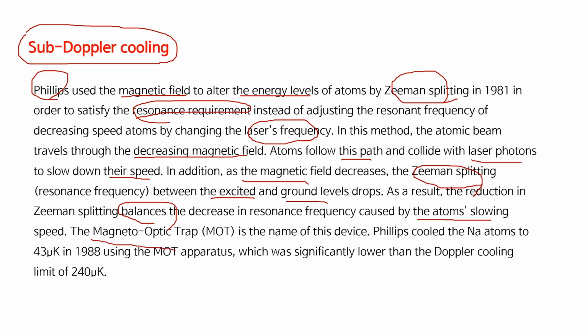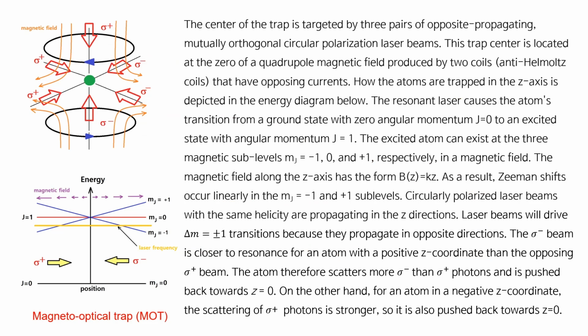The magneto-optic trap is the name of this device. Phillips cooled natrium atoms to 43 microkelvin in 1988 using the MOT apparatus, which was significantly lower than the Doppler cooling limit of 240 microkelvin. This figure shows the magneto-optical trap.